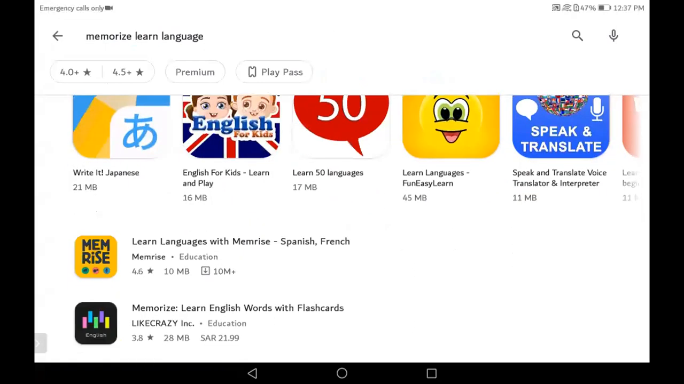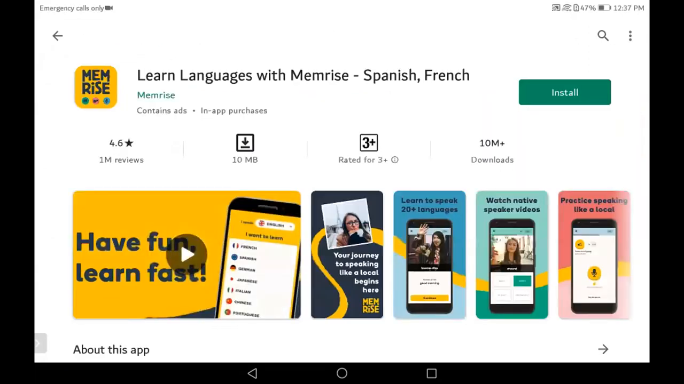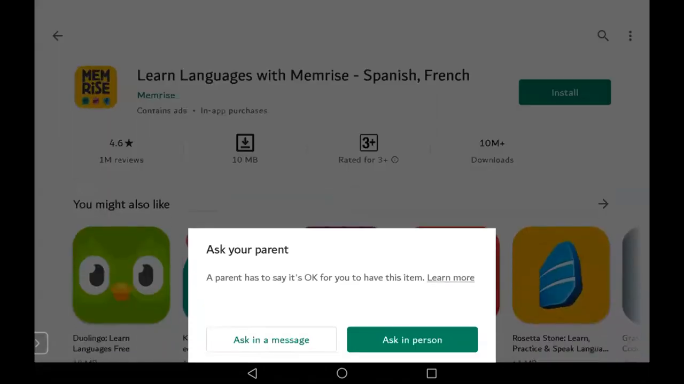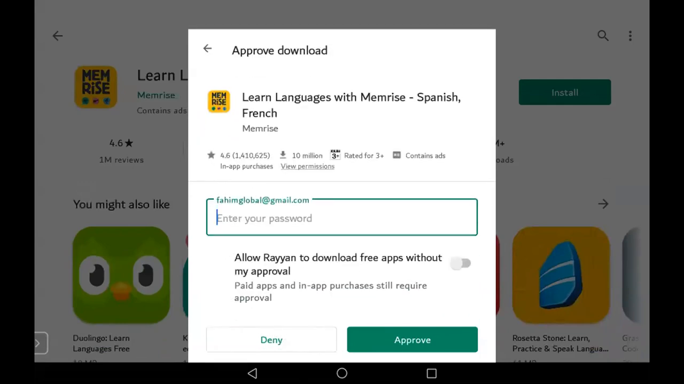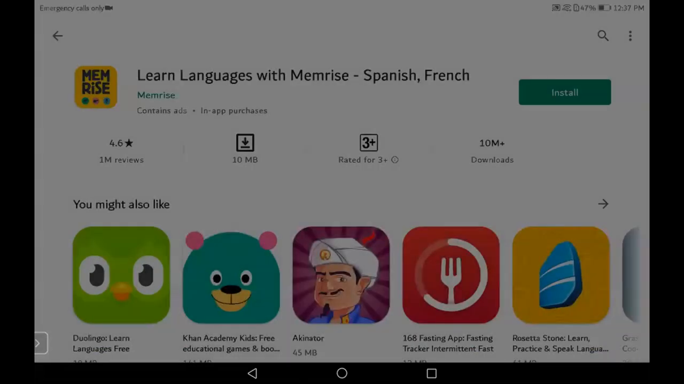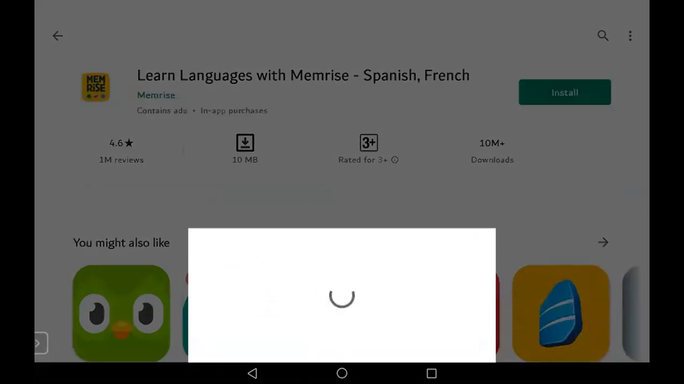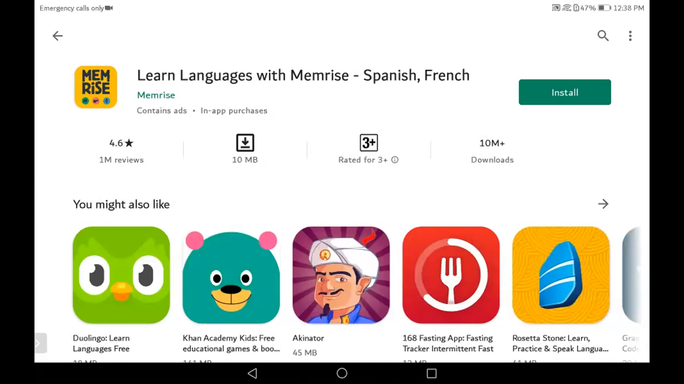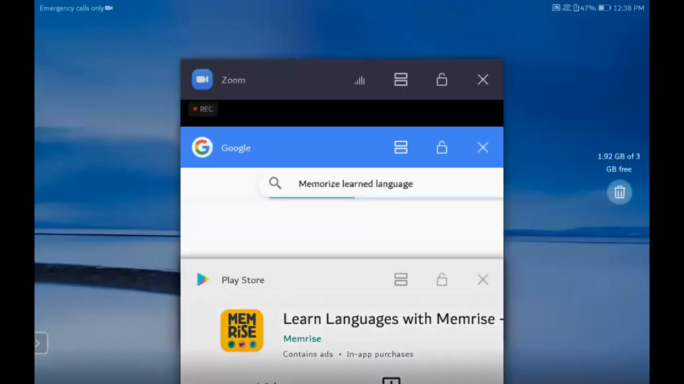Now this one, learn language with memorize, Spanish, French, click on it. Install it. Oh, it will actually ask your parents. Yes. Okay, ask them today and install it before the next class, okay? Okay, sir. So now I will share my screen again. Then we will continue.